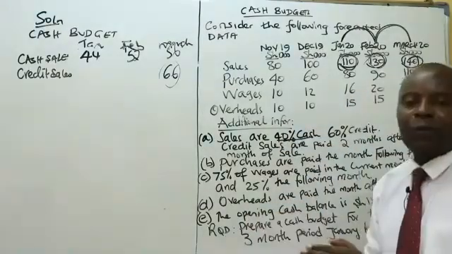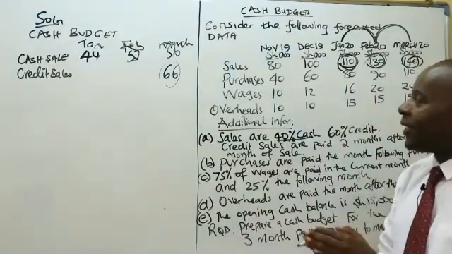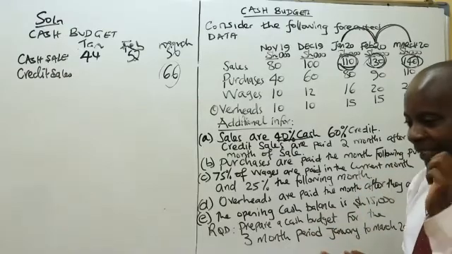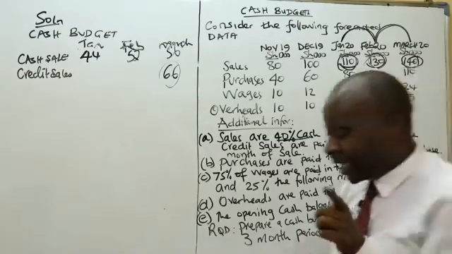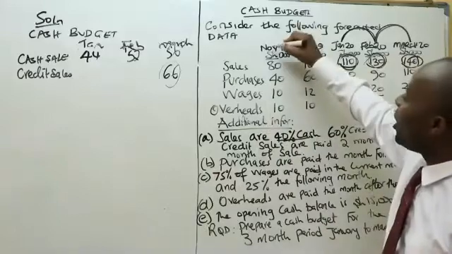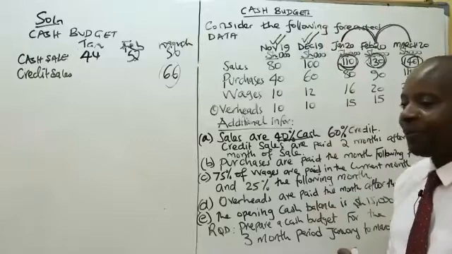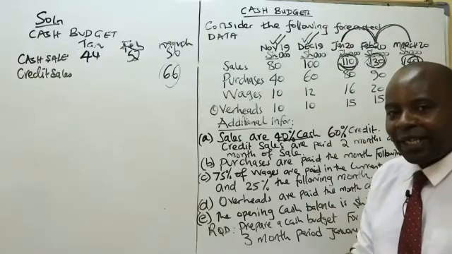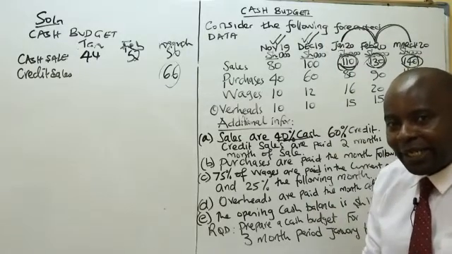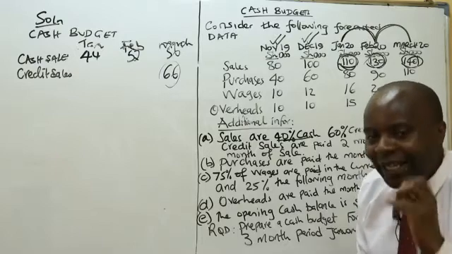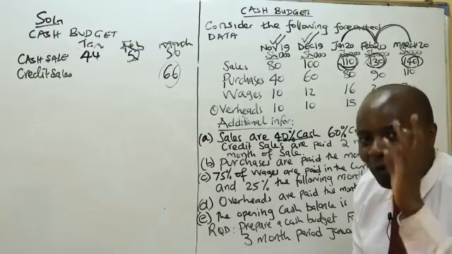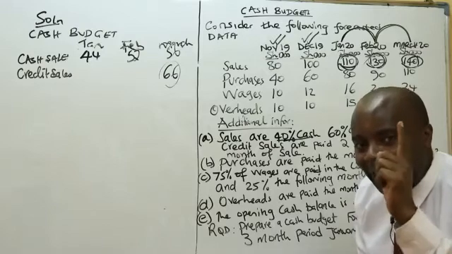Now, ladies and gentlemen, I would want you to see something here. This examiner has also given us sales of the month of November and December. Do you think that that is noise? Do you think that those sales figures of November and December are unnecessary?